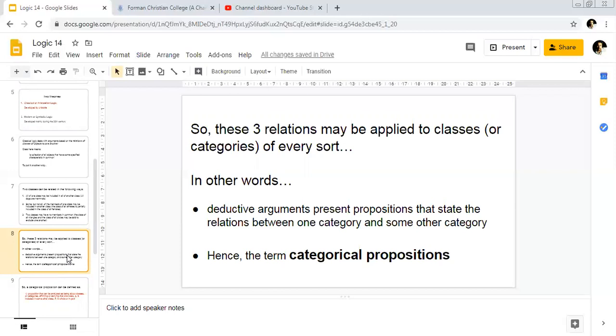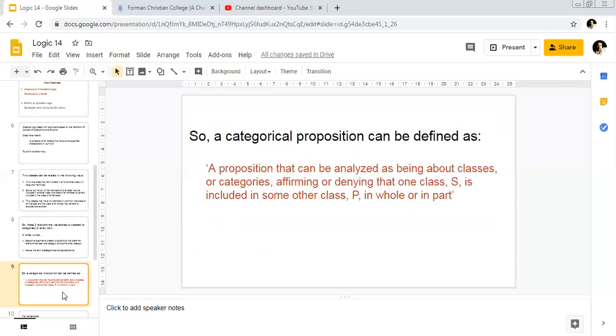So we call it categorical propositions. Okay, so let me just give you the definition of what a categorical proposition is. A proposition that can be analyzed as being about classes or categories, same thing, classes, categories, affirming or denying that one class S is included in some other class P in whole or in part. Okay, so let me just try to explain this a little more.